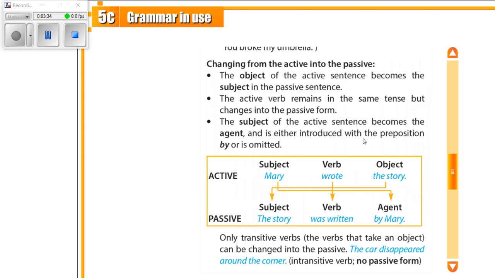The first one: the object of the active sentence becomes the subject in the passive sentence. The object here, Mary wrote the story, so the object, the story, will be the subject, the first one in the passive. The active verb remains in the same tense but changes into the passive. Here is a past simple, so we keep it past simple but in the passive, was written. The subject of the active sentence becomes the agent and is either introduced with the preposition by or is omitted. We can say by Mary or we delete this one. The story was written, and that's enough.